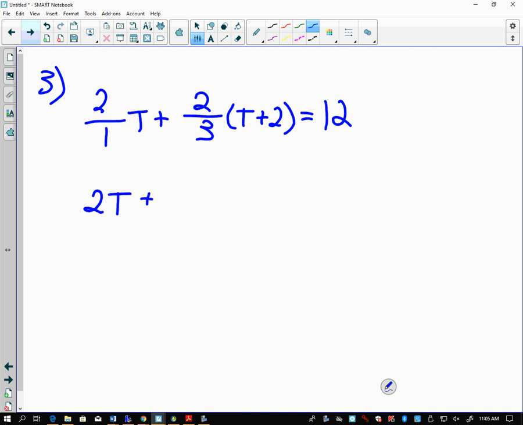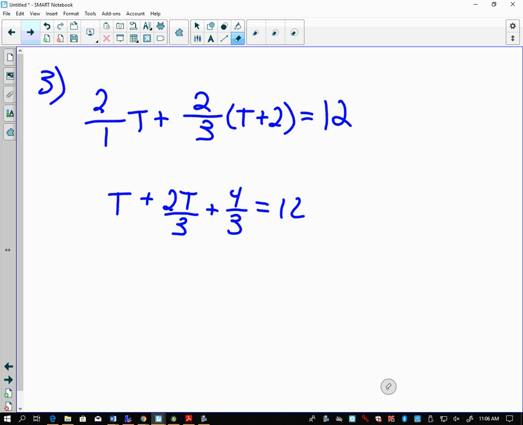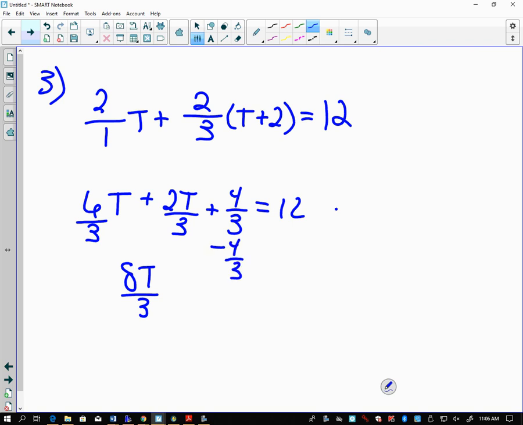Then we can distribute here, so we're really getting 2t over 3 plus 4/3 equals 12. If we want to combine this 2t plus this 2t over 3, I'm going to have to get a common denominator. So I'd have to multiply it by 3. 2 times 3 is 6, so that'd be 6t over 3. I can go ahead and combine those. I'm going to get 8t over 3. I'm going to subtract 4/3 from 12.